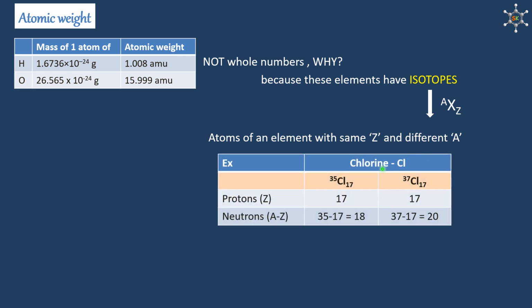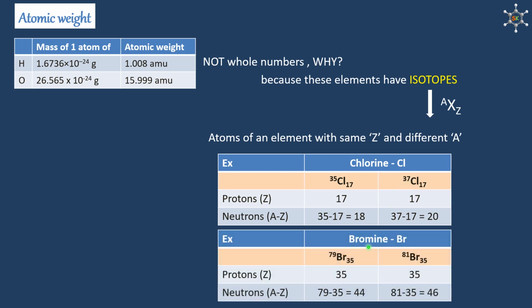Example, if we consider chlorine, majorly there are two isotopes of chlorine, that is chlorine 35 and chlorine 37. In both of these isotopes, we have 17 protons, that is Z is same. Coming to the number of neutrons, 35 minus 17, we have 18 neutrons in chlorine 35 and we have 20 neutrons in chlorine 37, meaning chlorine 35 and chlorine 37 are having same Z and different A.